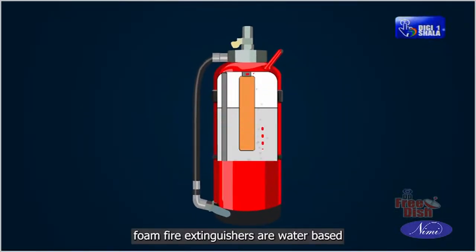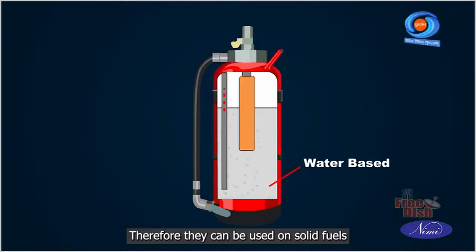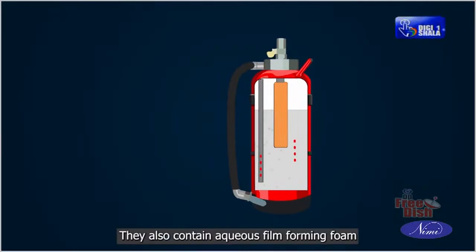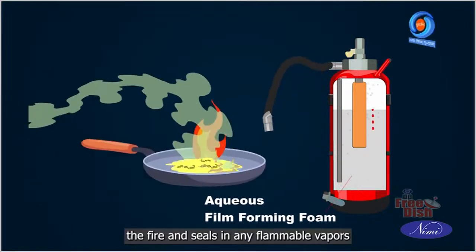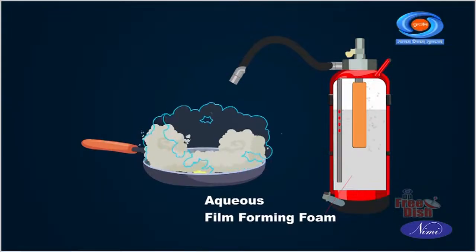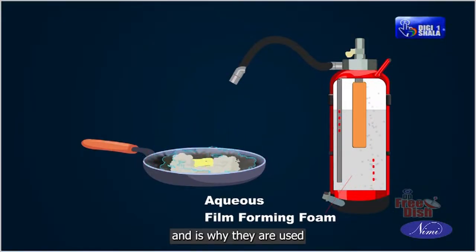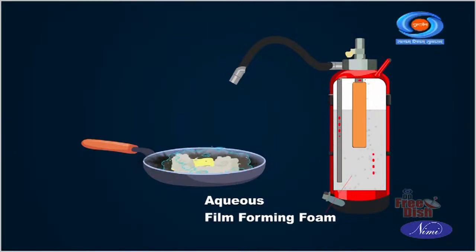Foam fire extinguishers are water-based, therefore they can be used on solid fuels and have a cooling effect. They also contain aqueous film-forming foam which smothers the fire and seals in any flammable vapors. This will prevent the fire from reigniting and is why they are used to treat flammable liquids.